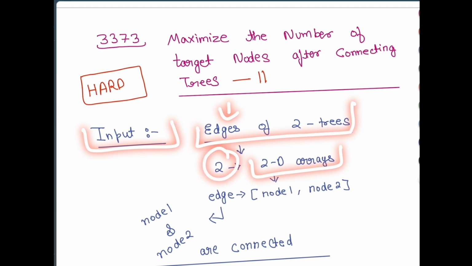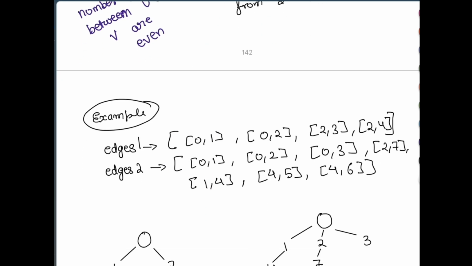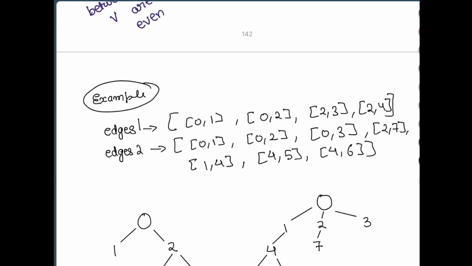We have got two 2D arrays, and in each 2D array, the edge is an array of two elements, the node number 1 and the node number 2. So coming back to the input, we are given an input of two-dimensional arrays, edges 1 and edges 2. This is for the first tree, this is for the second tree.